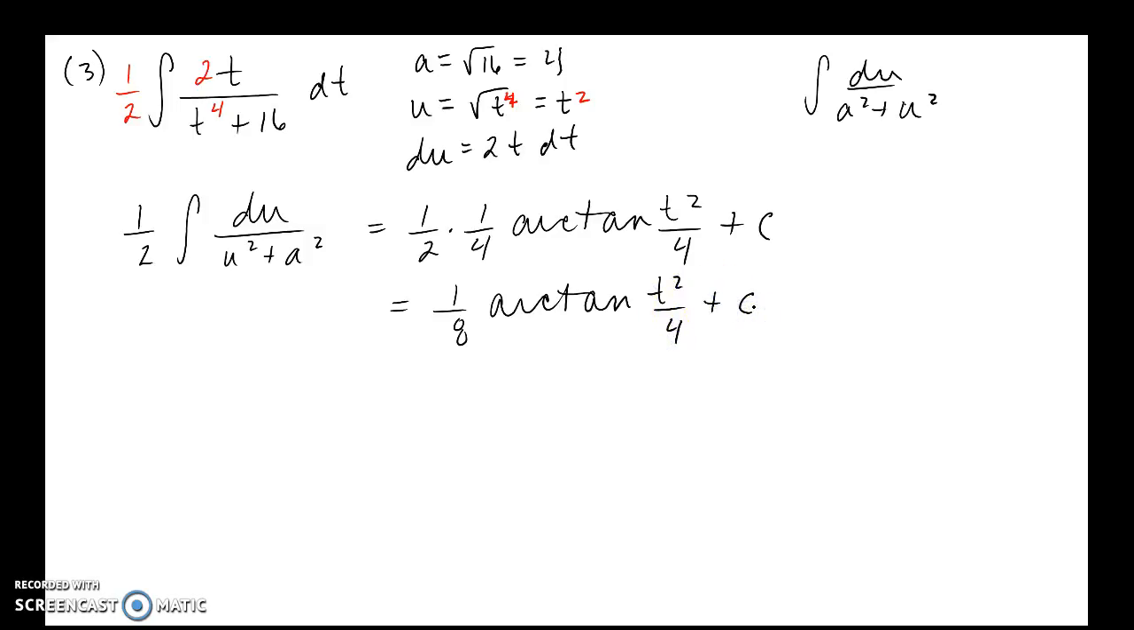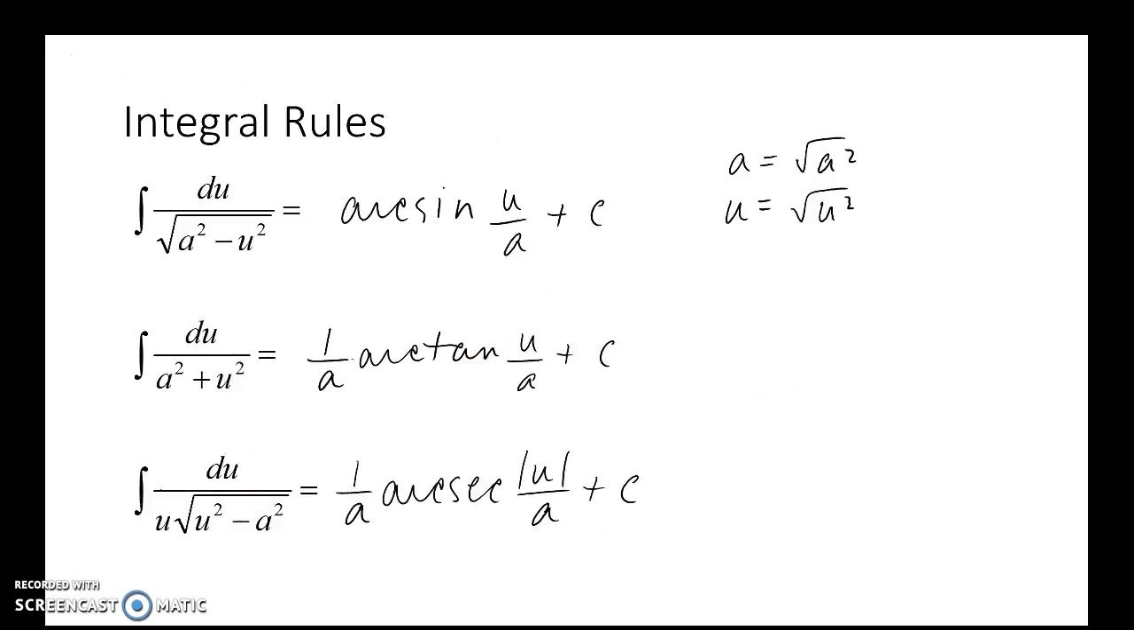My final answer. Now let's go back to this. So the antiderivative rule is a squared plus u squared, where our real number is first and then we add the expression in terms of x. We add the u there.